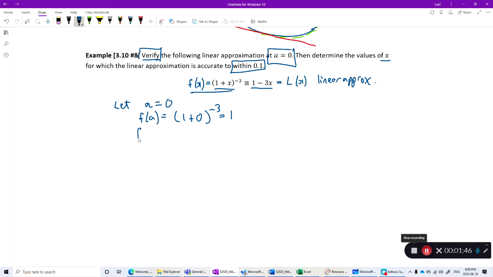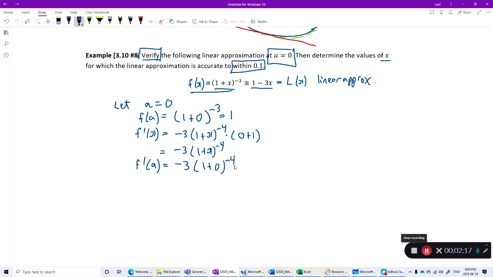What is f prime of x? So now we'll use the power rule. We bring down the -3, subtract 1, and multiply by the derivative of the inside. What's the derivative of 1 plus x? Well, it'd be 0 plus 1. So it's just -3 times (1 plus x) to the -4. What else do we need to know? We need to know the derivative at a, which is at 0. (1 plus 0) to the -4 is just 1, so -3.